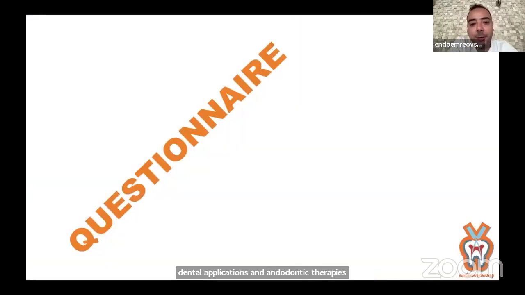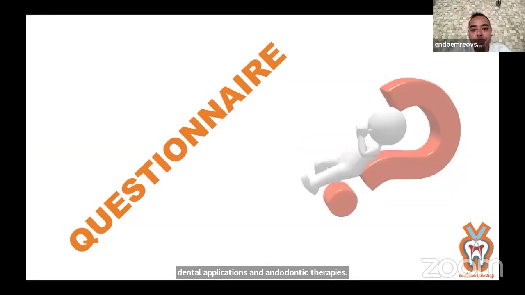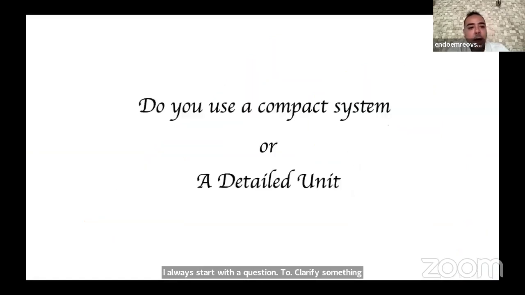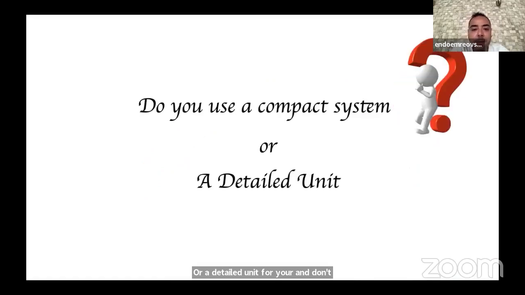I always start with a question to clarify something about the endodontic treatments. I usually ask the clinicians, do you use a compact system or a detailed unit for your endodontic cases? You know, mostly some clinicians want to use apex locator and endomotor separately. Some endodontists like to use the endomotor integrated units with apex locator. Some use downpack systems, downpack devices. Some use hand pluggers. Some use other stuff.